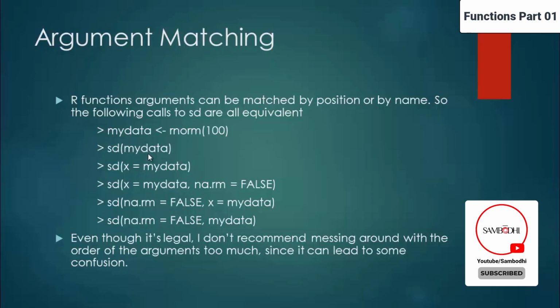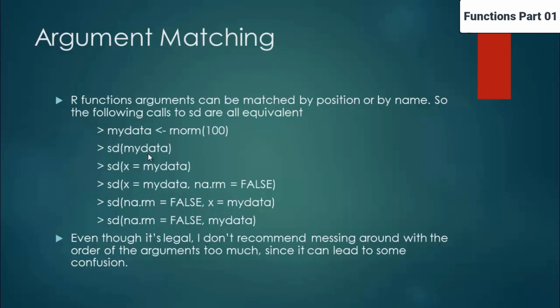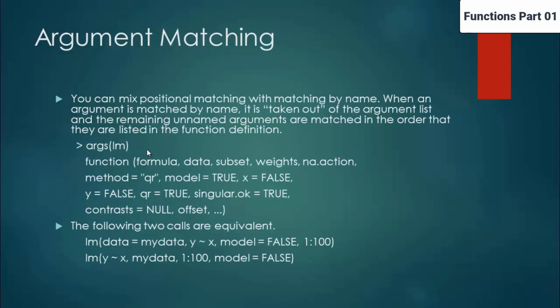It is allowed in R programming to change the arguments' positions, but I would not recommend doing that, because it will create more confusion while you are programming. So you can mix positional matching with matching by name. When an argument is matched by name, it is taken out of the argument list, and the remaining unnamed arguments are matched in the order that they are listed in the function definition.